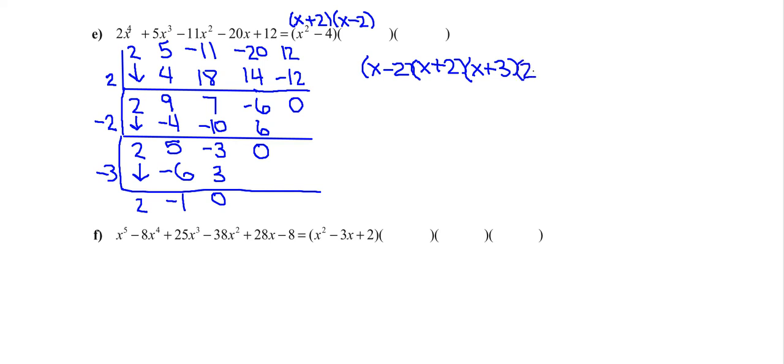2x minus 1. And that's because 0 is the remainder. And then working backwards from there, this is negative 1, and then this is 2x. So now we can write this on top: x plus 3 and 2x minus 1. Okay.